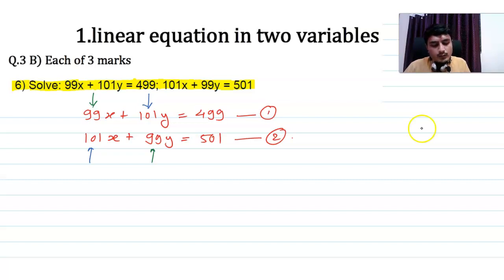So what shall we have to do? First of all, we have to add up both equations so that we are getting the other equation. Let us call it equation number 3. It is of the form x plus y equals something.